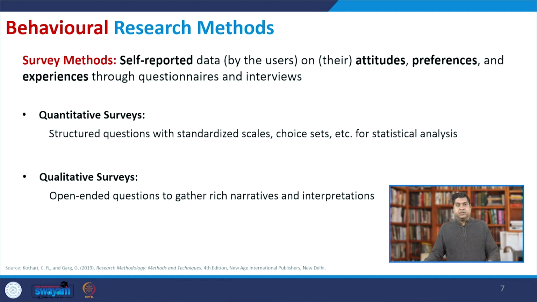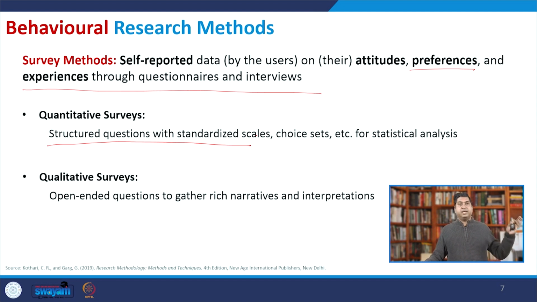Coming to the survey methods, in this case it is self-reported data by the users on their attributes, preferences and experiences through questionnaire or interview. In a quantitative survey, mostly we use structured questions with a standardized scale, that okay, you ask on a Likert scale, or say 1 to 5, you state your importance, or it may be a choice, where you give some alternatives and ask which option you would select in the given scenario, and we do some statistical analysis to bring the inferences.